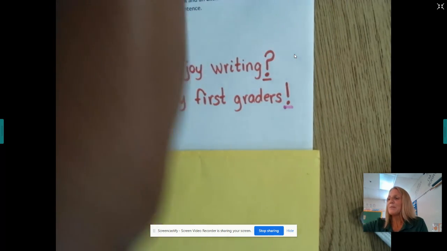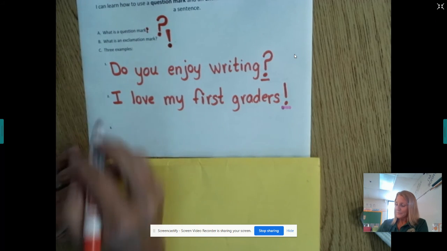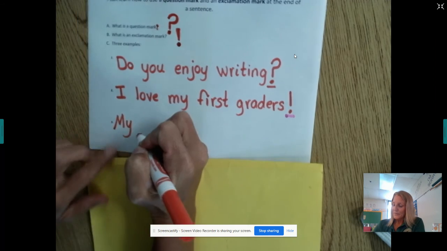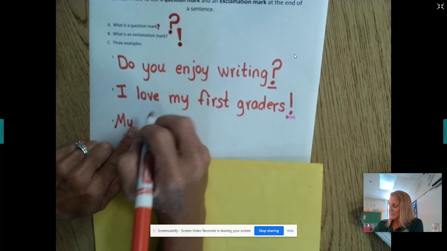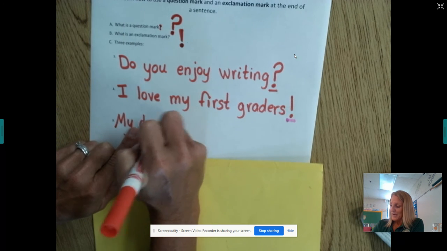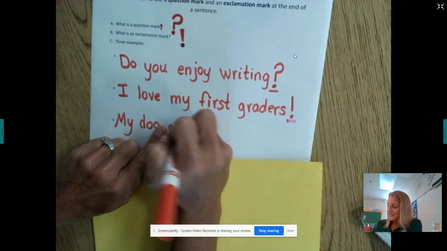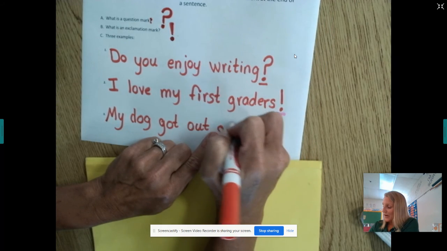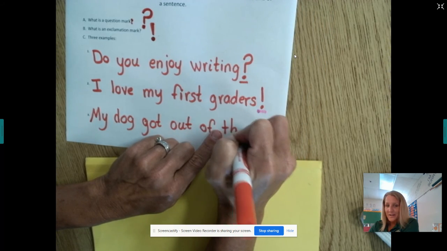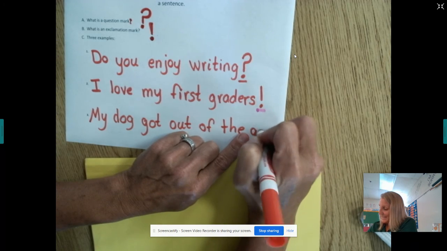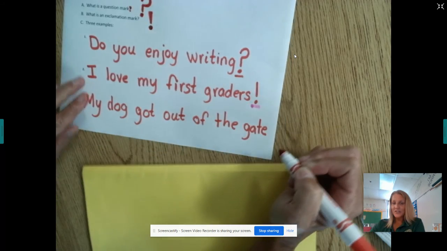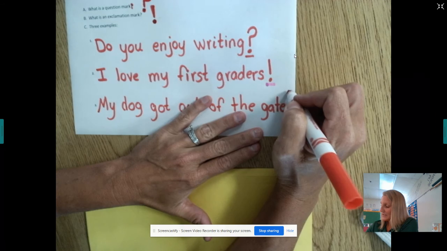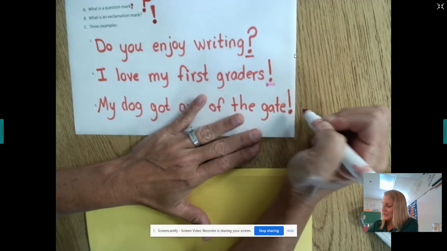Okay? So let me model that sentence for you. Capital M. The rest of them are lowercase. Spaces between my words. My dog got out of the gate. And I have to show you that I'm showing strong emotion, so I'm going to put that exclamation mark at the end.